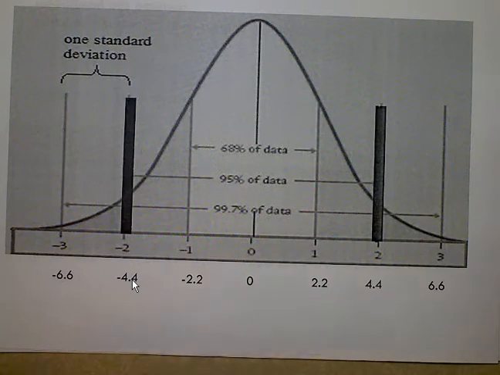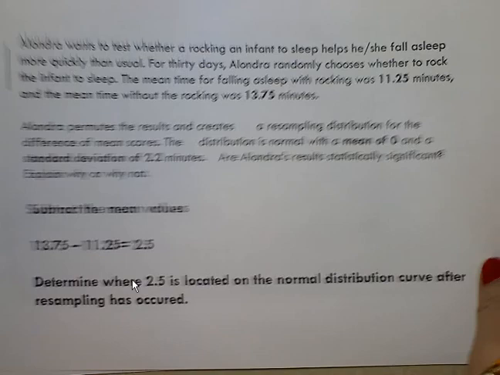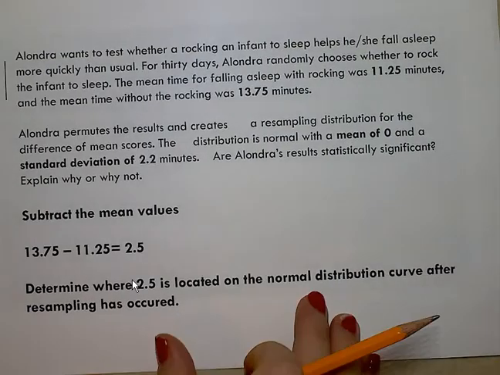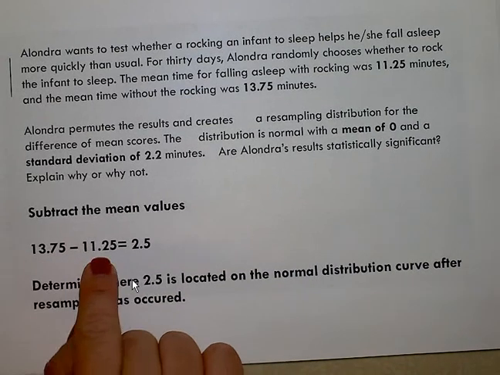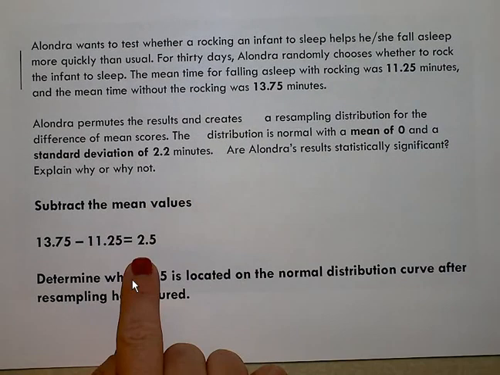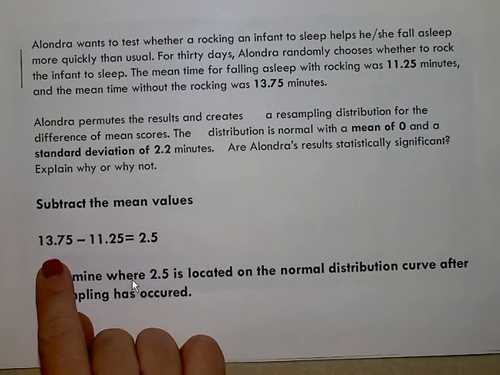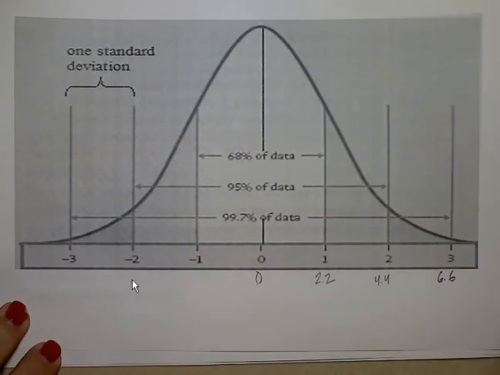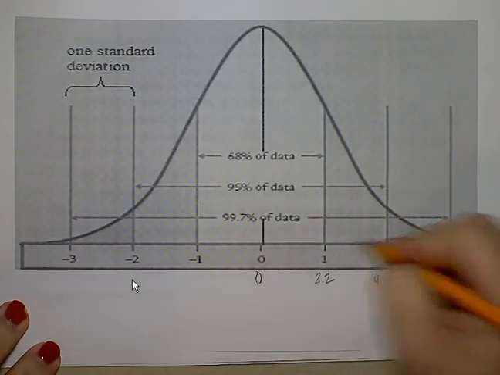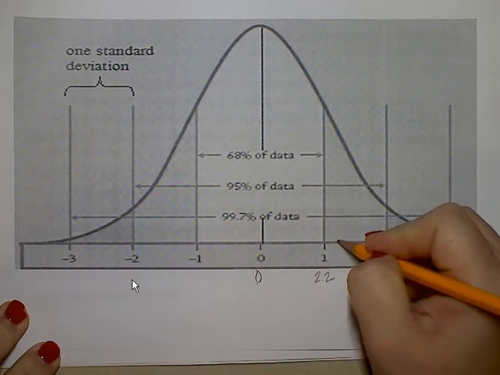We're going to start by subtracting. So we are going to subtract the average without a rocking chair from the time with a rocking chair. So we're going to subtract the 2 numbers we have to get 2.5. We should be writing this down right now, unless this makes a lot of sense to you. We're subtracting the 2 averages, and then we're going to go back here and find it on our curve. 2.5 would be, well, here's 2.2. 2.5 is probably right about here.